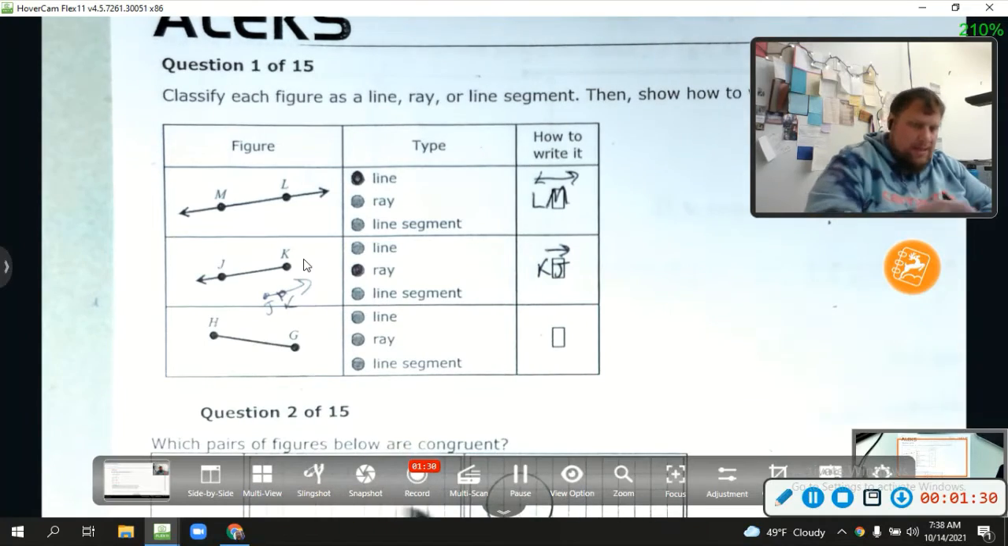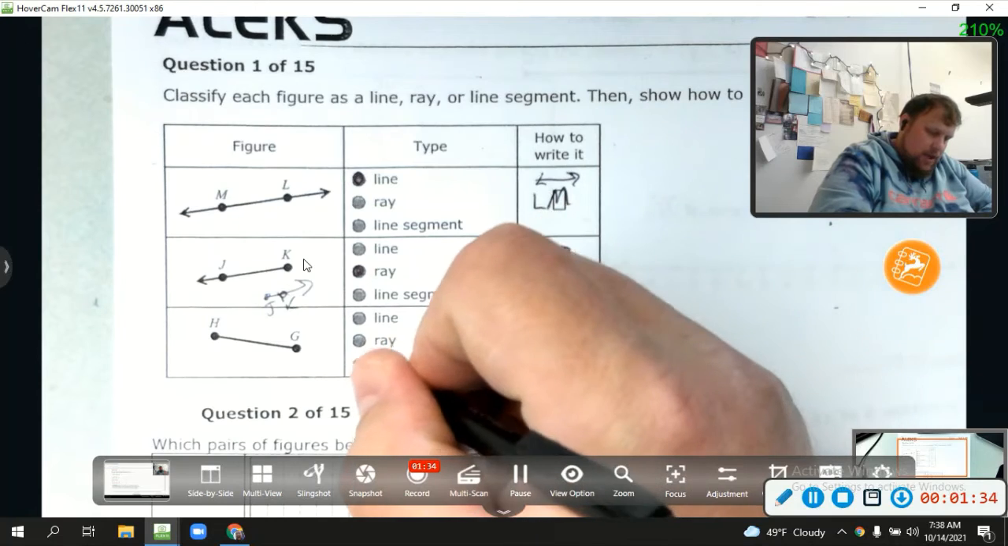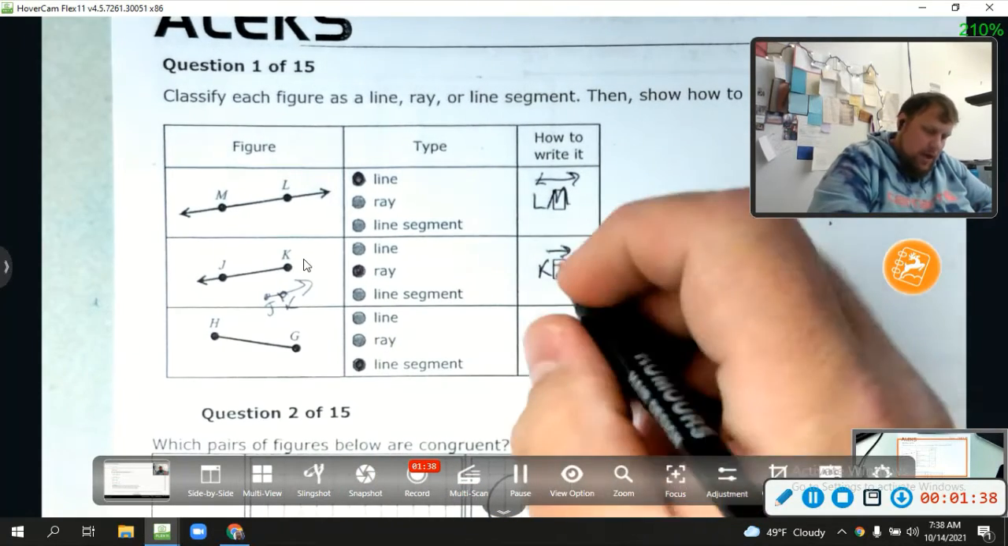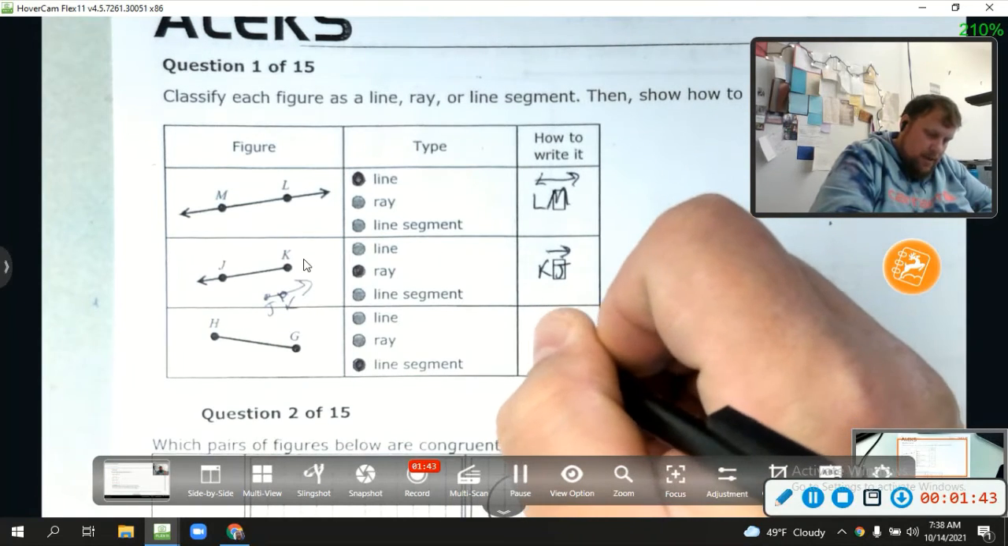Here we have a line segment because there's no arrows at all. It's just a definite beginning and end. So we're going to choose that line segment option that has no arrows on it. And then HG, GH, it doesn't really matter. A line segment's a line segment.